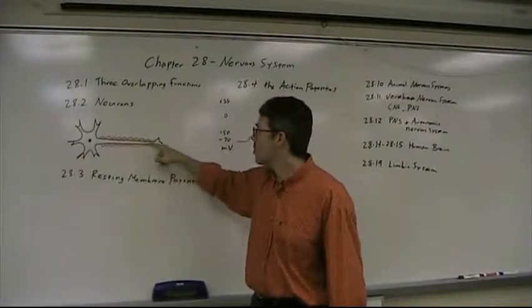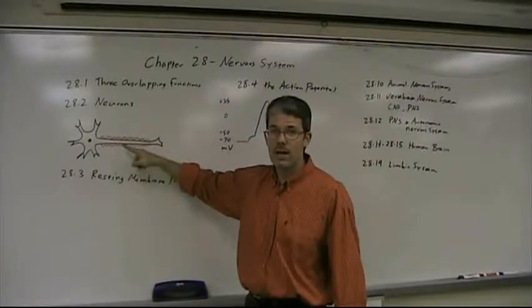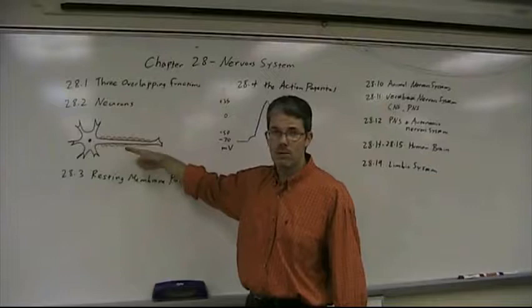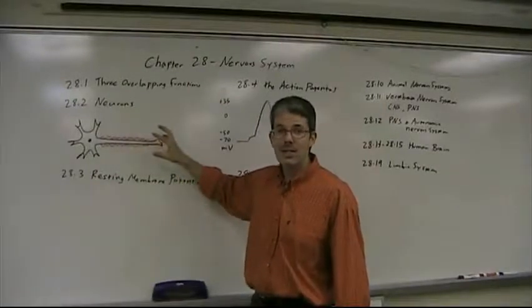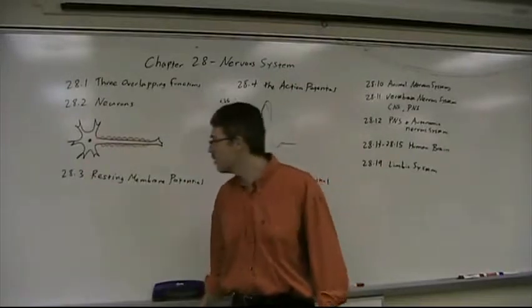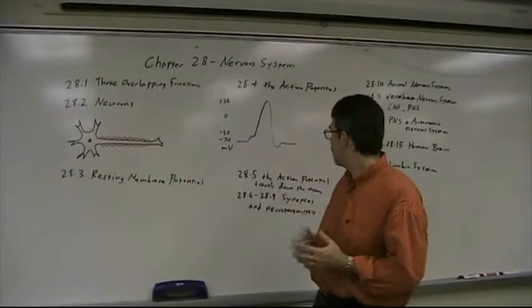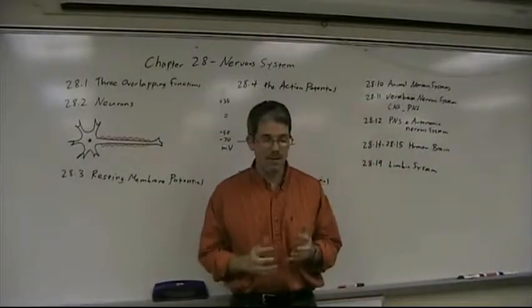Now, most axons are surrounded by other cells, such as Schwann cells, which I've drawn in red, or oligodendrocytes. They form a myelin sheath around the axon. That helps the nerve impulse travel that length. Sections 3, 4, and 5 discuss functions of neurons.